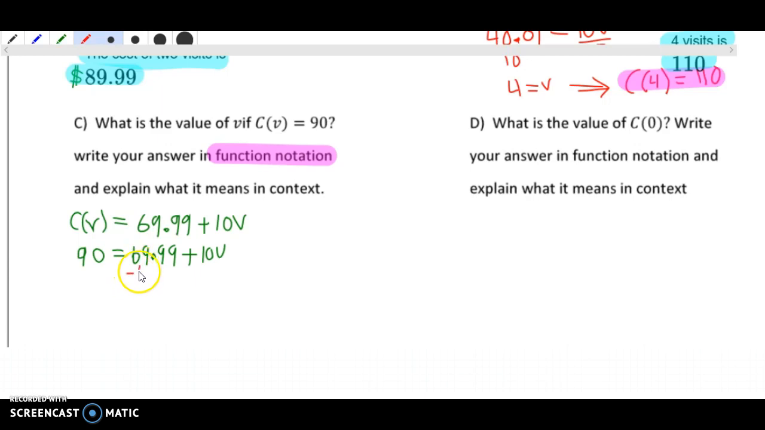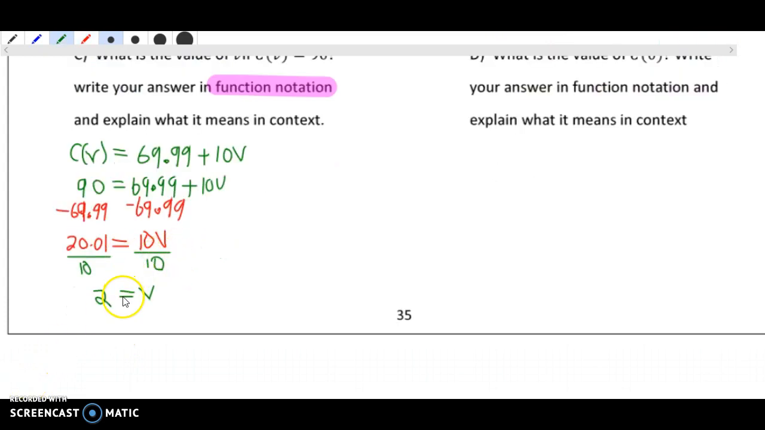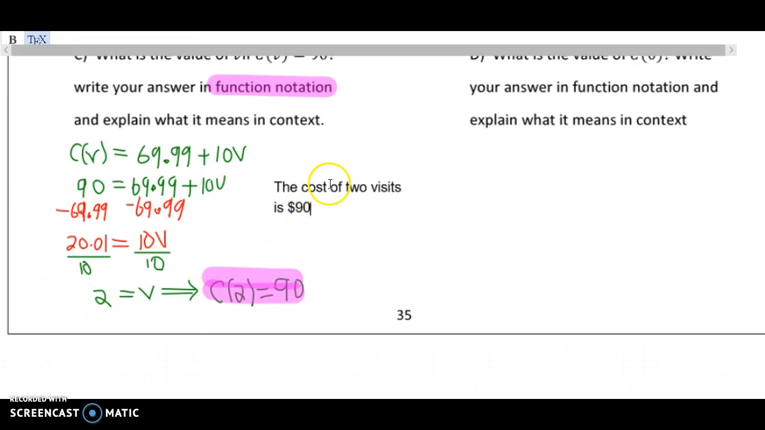Subtracting 69.99 from both sides gives us $20. So 20 is equal to 10V. Dividing both sides by 10 gives us V is equal to 2. I'm going to write this in function notation. So we'll say C of 2 equals 90. And as far as explaining this, we'll just basically say that the cost of 2 visits is equal to $90. There you go, the cost of 2 visits is $90.